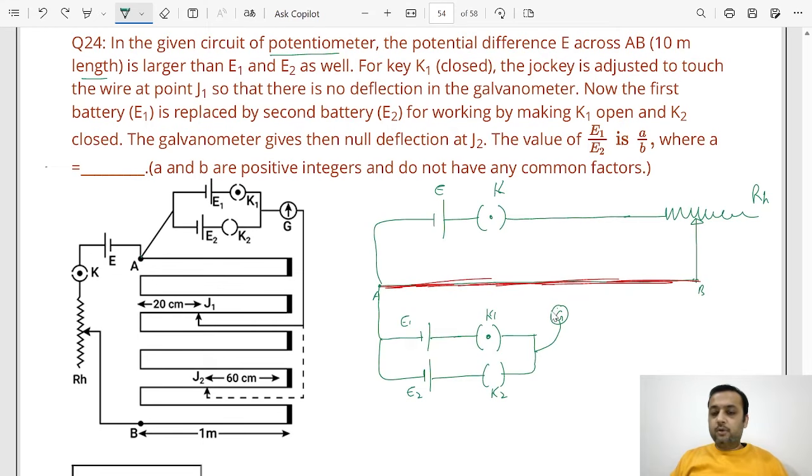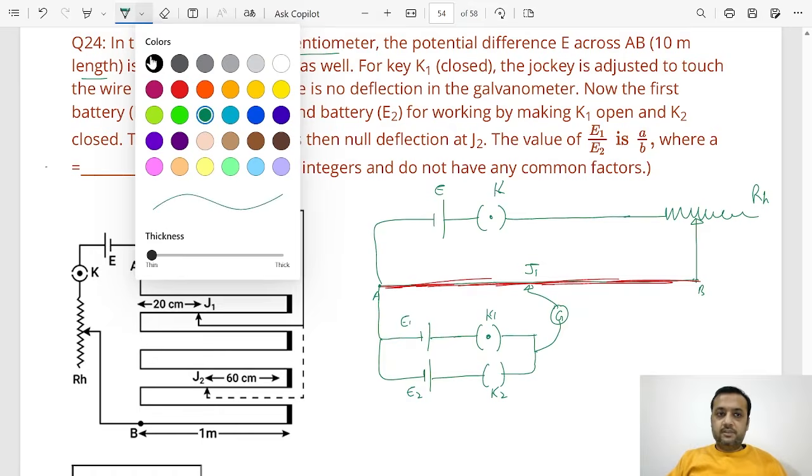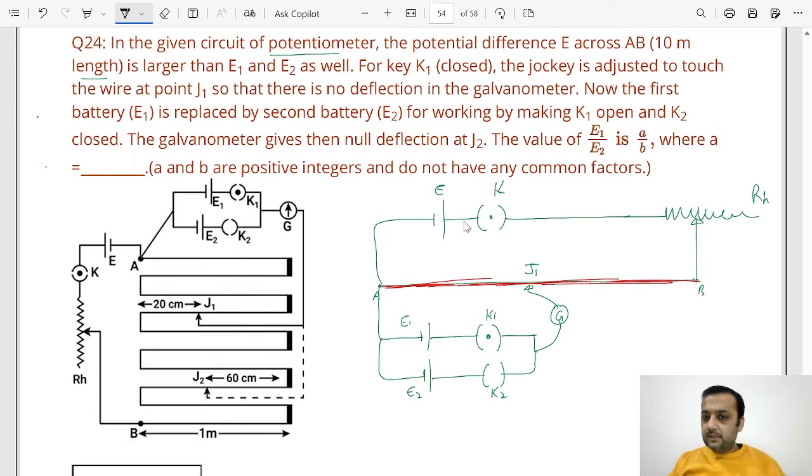Now look, in the first situation, when K1 is closed and K2 is open, the galvanometer wire touches at J1. So what is the distance of AJ1? Here in the potentiometer circuit, the current will be flowing like this in the primary circuit, because this is a balancing point. So no current can flow here. Balancing point means this does not have any current, so no current can come here either. You might know the theory of this.